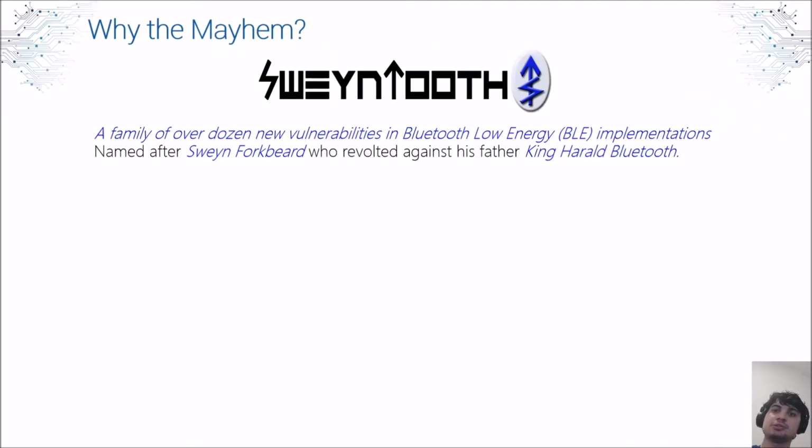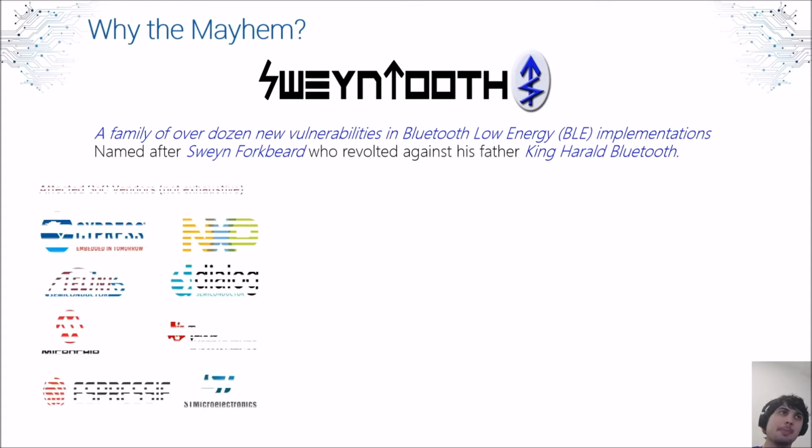So what is SweynTooth? SweynTooth was a term that we initially used to describe a set of 12 vulnerabilities in Bluetooth Low Energy stacks of different devices. However, by now this number is unfortunately higher. And as we know, Bluetooth was named after King Harold's Bluetooth, so we found it interesting to name a vulnerability based on Harold's own son, who is Sweyn Forkbeard.